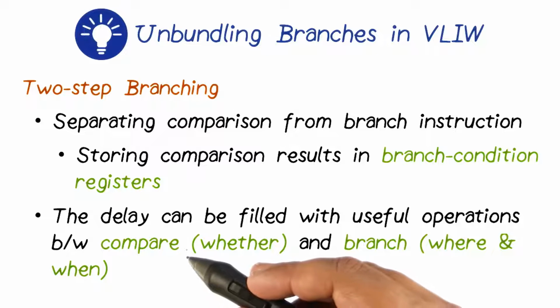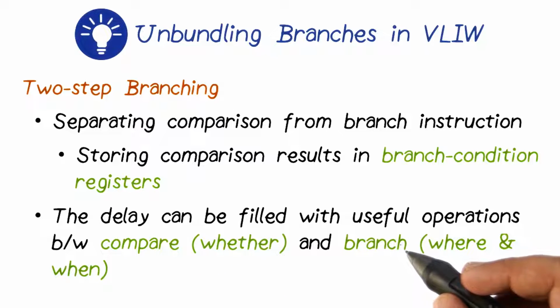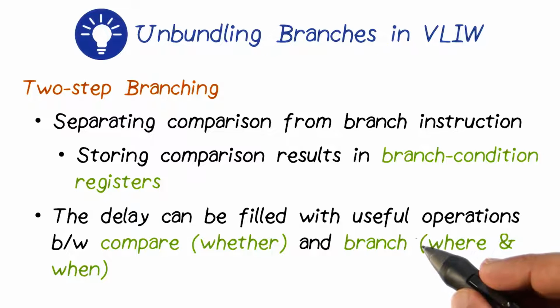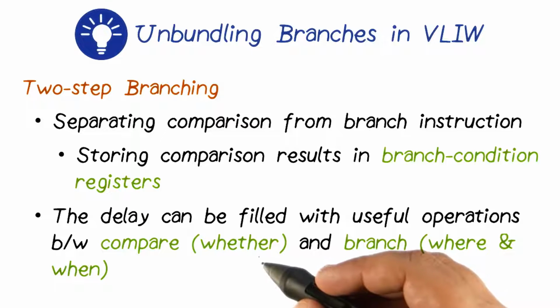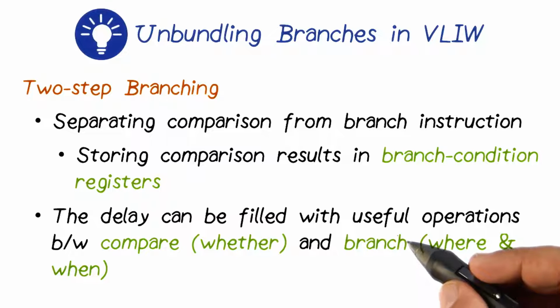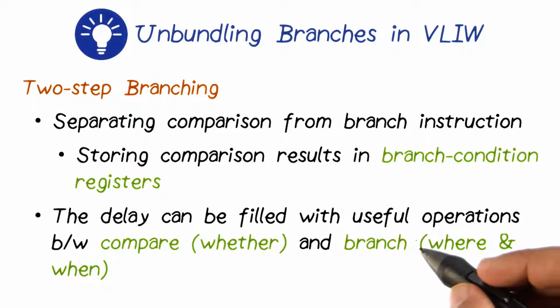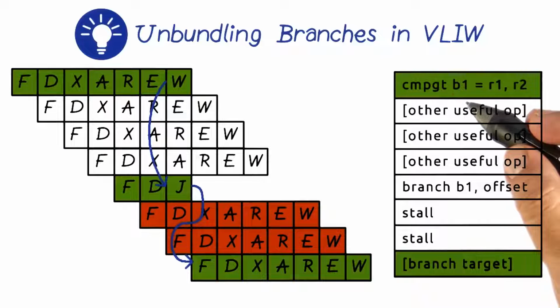The delay between the compare and the branch itself can be filled with some useful operations. This allows the branch to be broken into two pieces, and we can start the evaluation of the branch earlier at the point of comparison, then fill it up with useful instructions, and then finally take the branch when we hit the branch instruction itself. Let us look at an example to illustrate the two-step branching.